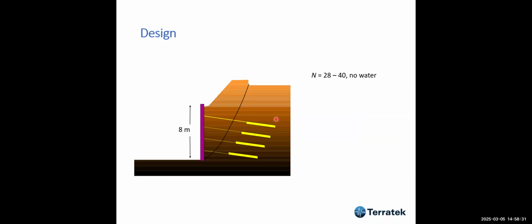SPT values, any values between 28 and 40, no water. And these are the parameters that we have used. These are residual soils, okay? And we had lots of laboratory tests to confirm these values. And the design showed a factor of safety of 1.4. So everything seems to be very nice.